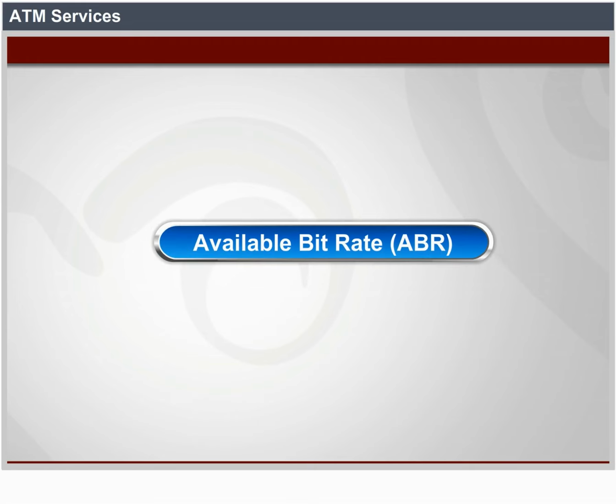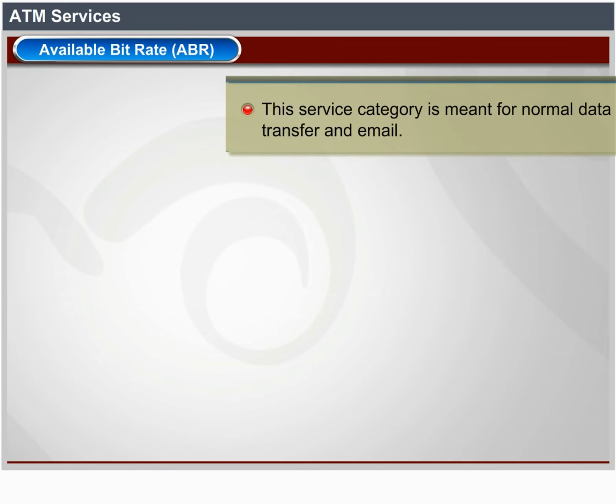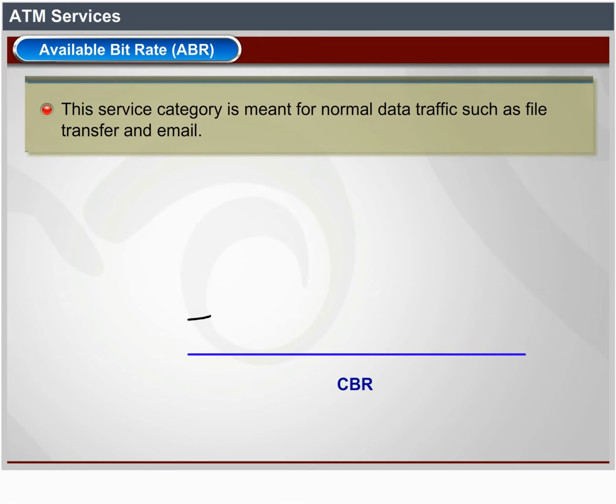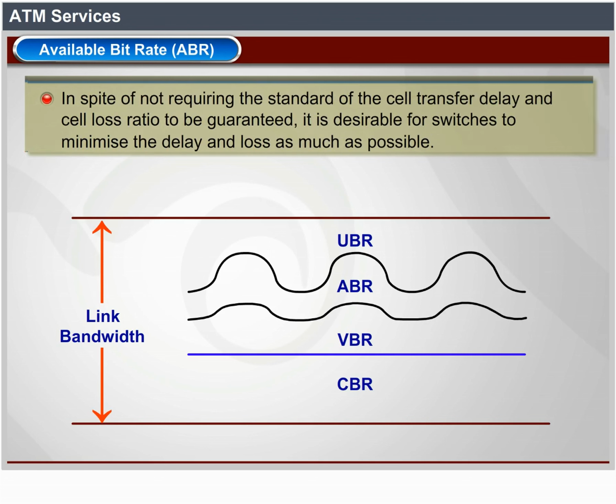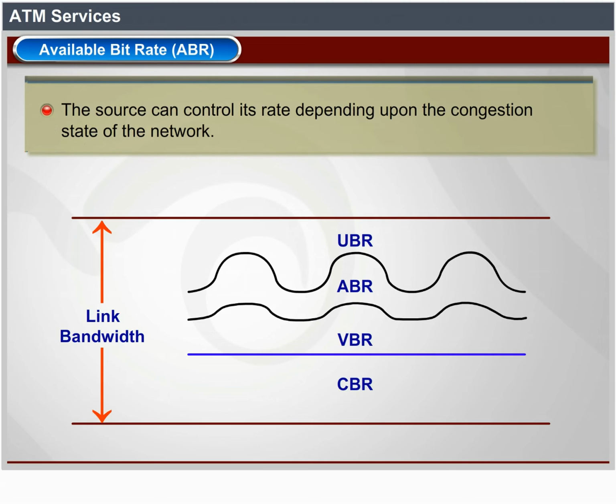Available bitrate ABR. This service category is designed for normal data traffic such as file transfer and email. Although the standard does not require the cell transfer delay and cell loss ratio to be guaranteed, it is desirable for switches to minimize the delay and loss as much as possible. Depending upon the congestion state of the network, the source is required to control its rate.